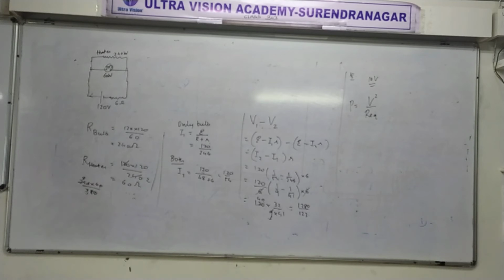What is the equivalent resistance? R by 3, and the current is I, so I square R by 3. Okay, the second is 3 I square R. The third is 3 I square R by 2.